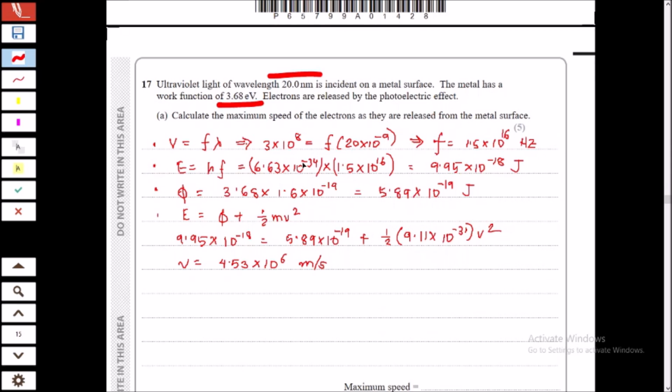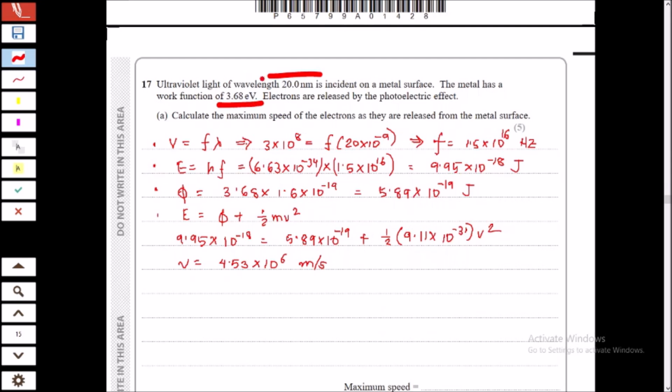H is the Planck constant and f is what we calculated. We got the energy of each photon. The work function has been given in electron volts, but since the energy is in joules, we have to take the work function in joules as well. To convert electron volts into joules, multiply by 1.6 times 10 to the power minus 19.